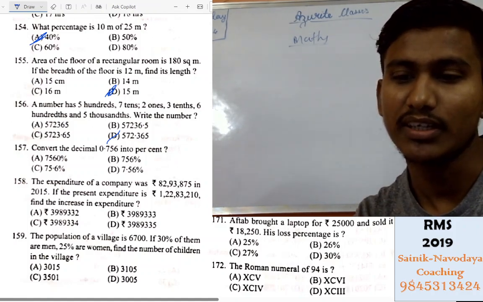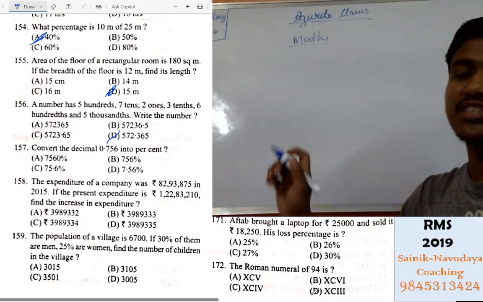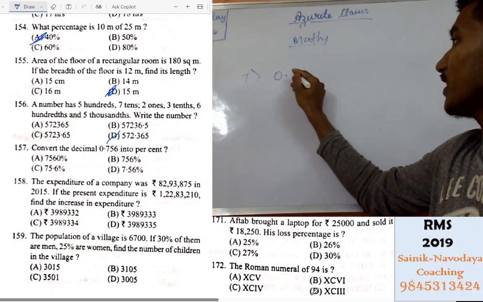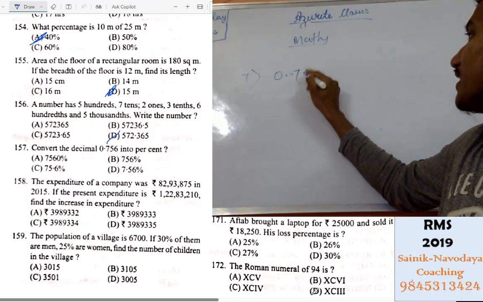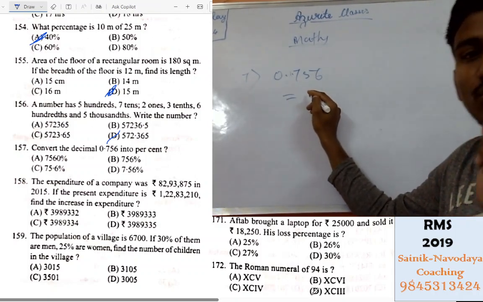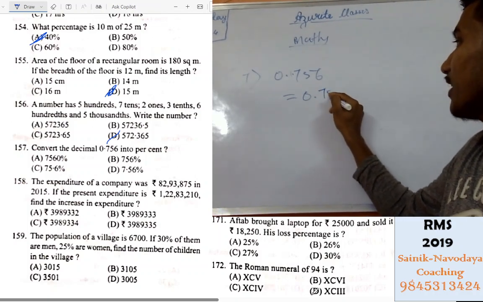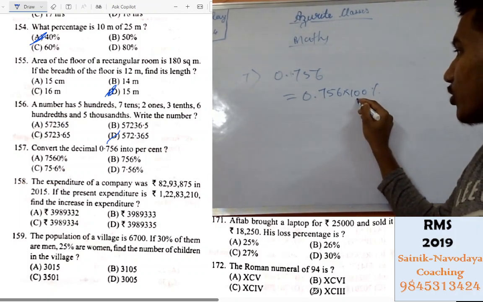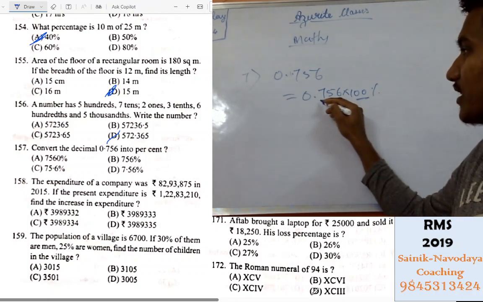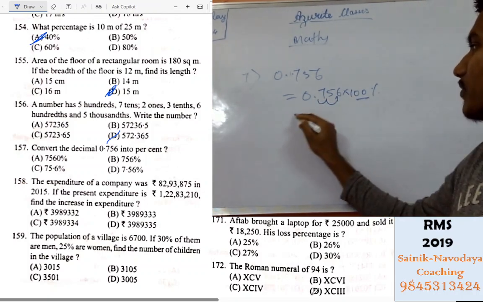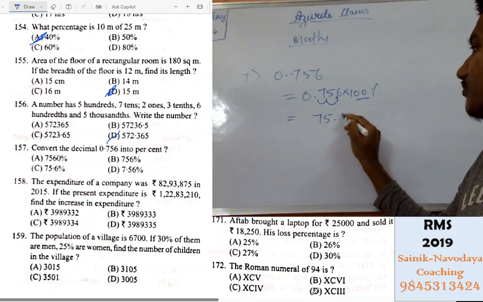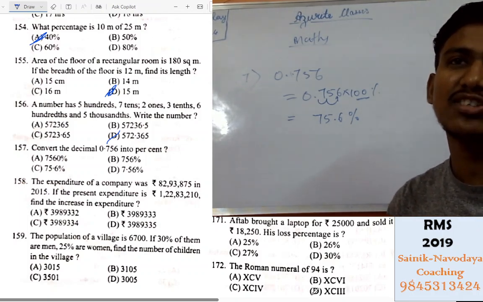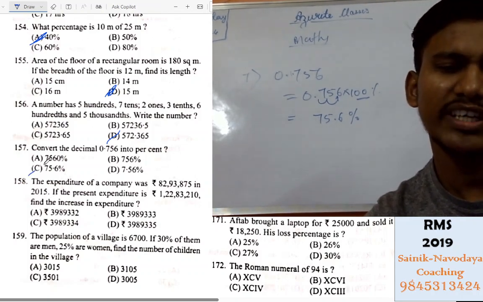Okay, good. Next, if you see here, convert 0.756 into percentage. To convert into percentage, we have to multiply with 100%. So now here 2 zeros are there, which means the decimal will shift 2 times. So the answer will be 75.6%. Option C.